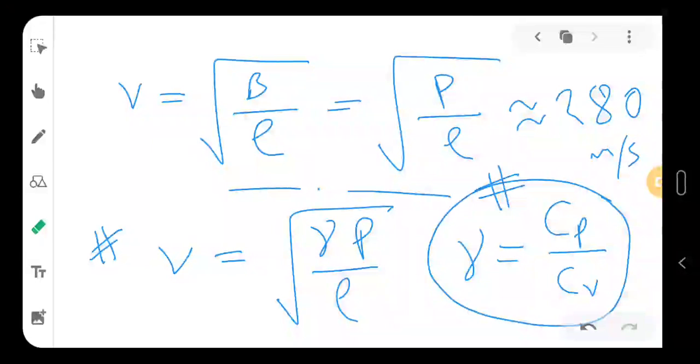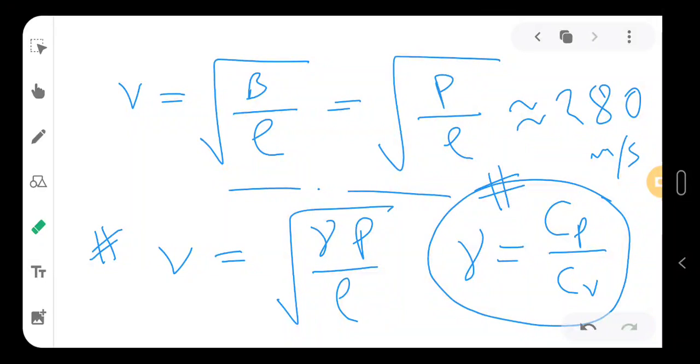So Laplace has told, no, when the energy is flowing, when the wave is flowing, the process is so fast that there is no way of dissipation of energy. So it is an adiabatic process, and that's why that gamma has come here, which is nothing but the ratio of the specific heats.